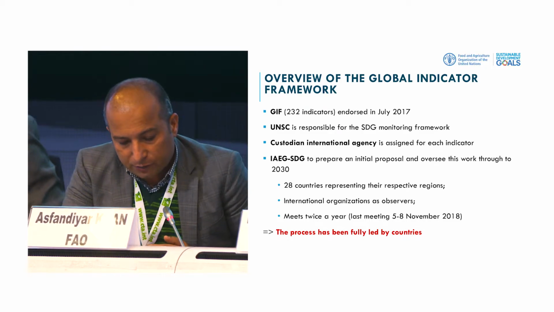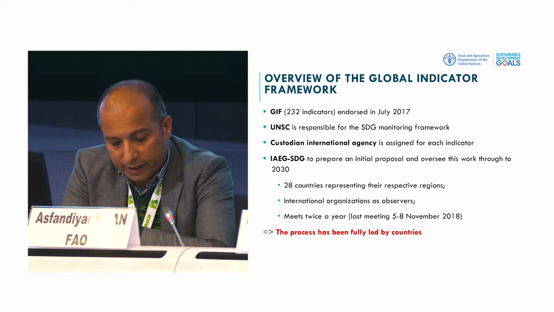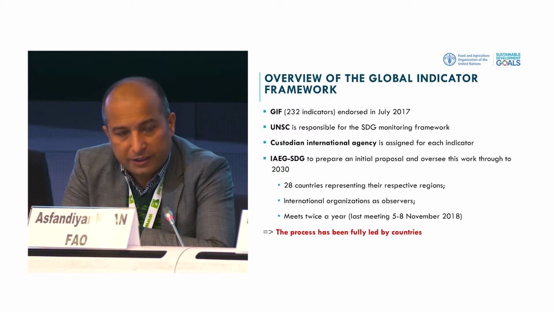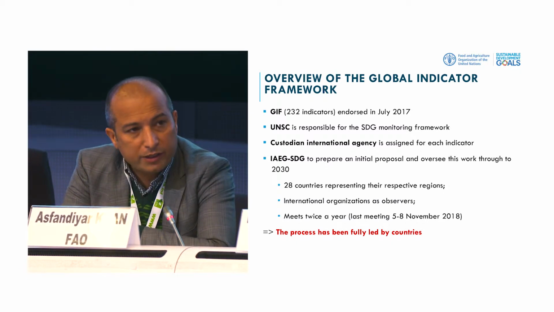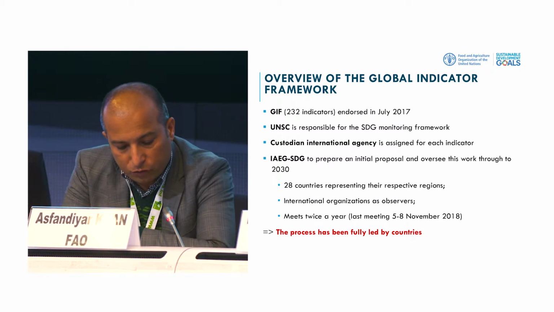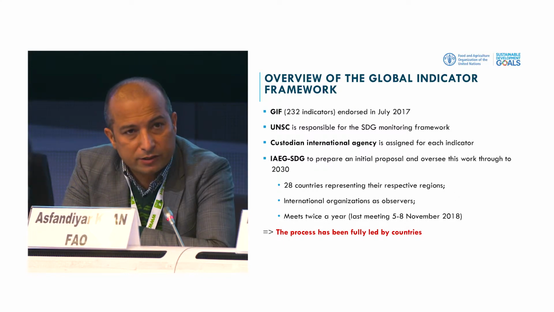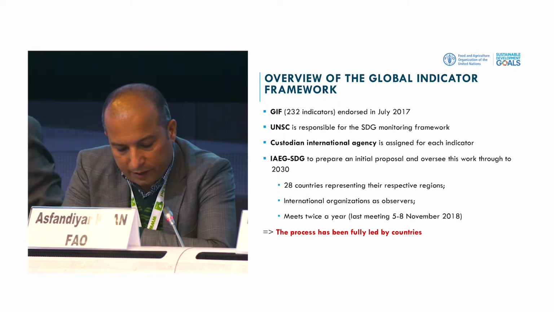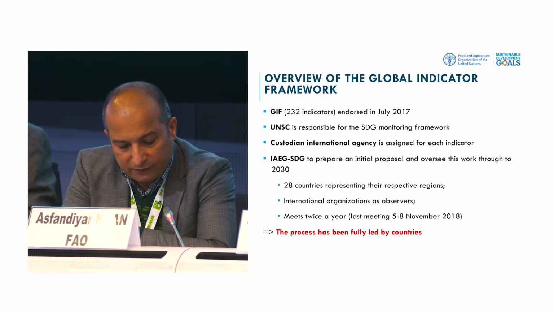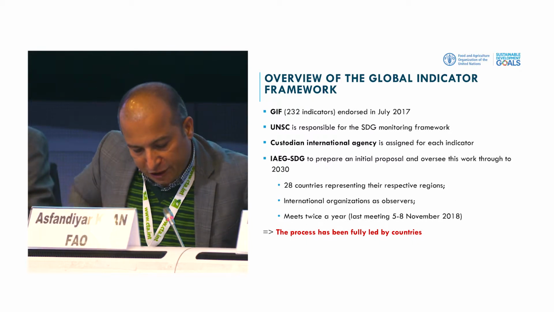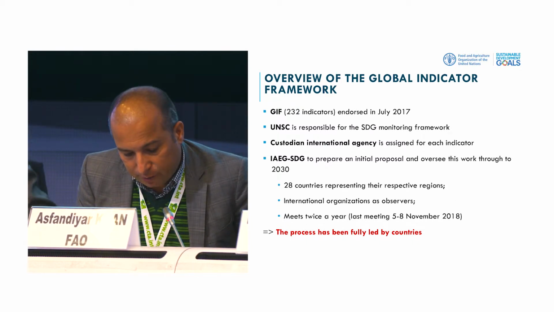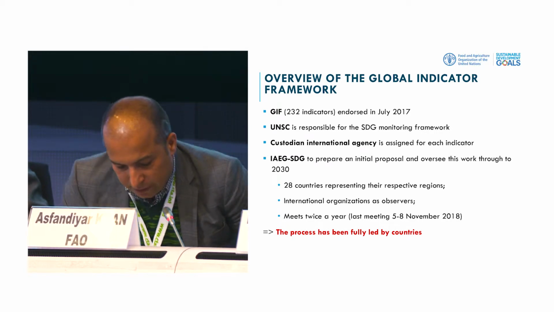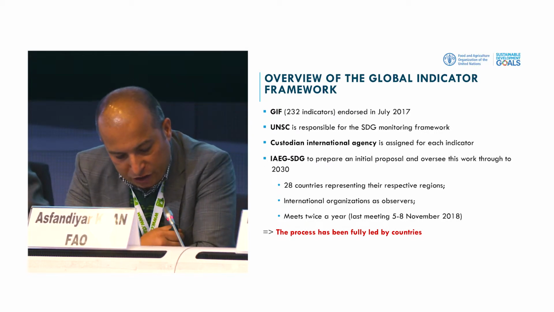So just to give you some perspective as to how the UN system has organized itself to monitor the global indicator framework. The global indicator framework comprises 232 indicators that track progress in 169 targets and is spread over 17 goals. The framework was endorsed by the UN General Assembly in July 2017. The United Nations Statistical Commission is the apex body responsible for the development and monitoring of the SDG framework.